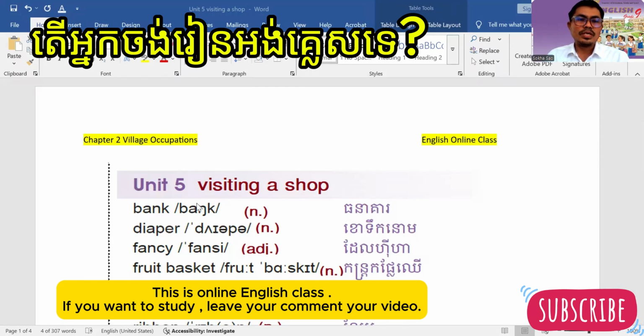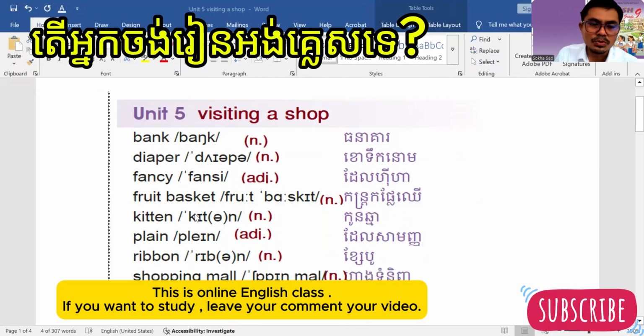Here are the vocabulary that all of you need to understand first before we start reading our unit. The first word is bank. It is a noun, with the meaning in Khmer. One more word is diaper. It is a noun, a countable noun. The next word is fancy. Fancy is an adjective.